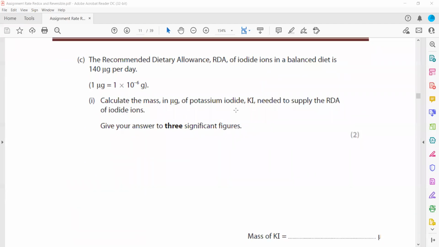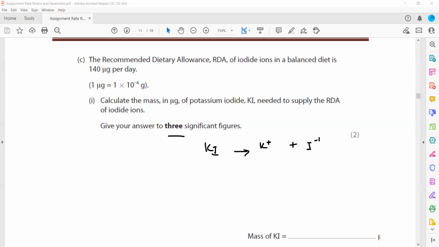Then the recommended dietary allowance, RDA, for iodine in a balanced diet should be 140 microgram per day. That's the intake of iodine. Calculate the mass in microgram of potassium iodide needed to supply the RDA of iodine, and your answer should include 3 significant figures. So basically, if we have 1 molecule of potassium iodide, it will provide 1 potassium ion and 1 iodide ion.